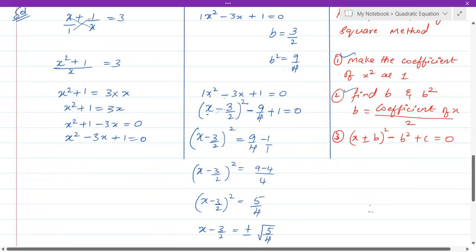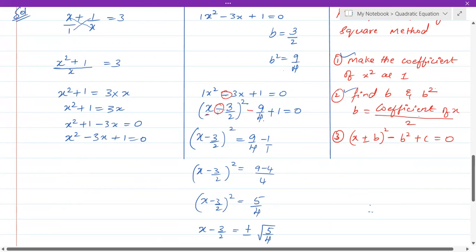So here, as you can see, instead of x square, we have written x. Here we had minus, so we have written minus. The next step is to write the b value, that is 3 by 2, the whole square, and it is always minus b square value plus the c value. C value was 1.